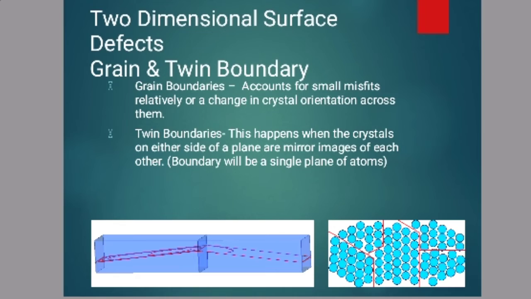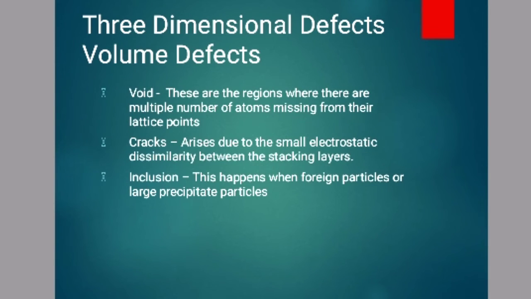Since the boundary will be a single plane that differentiates these two, one is the mirror image of the other. The same dislocation or the misorientation happens in one way which reflects the mirror image of the other one, and this is categorized as twin boundaries. And finally, three-dimensional defects, and we can say it as a volume defect. Usually we term it as a void. You know that when there is a multiple number of atoms missing in their lattice site.